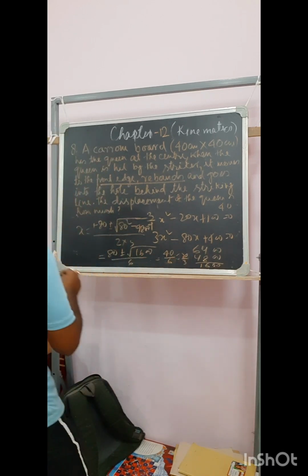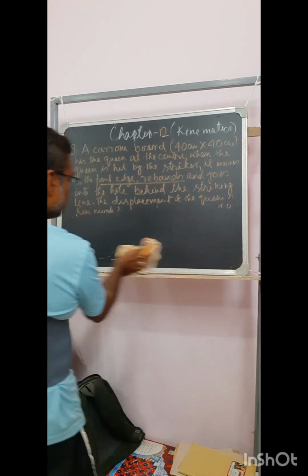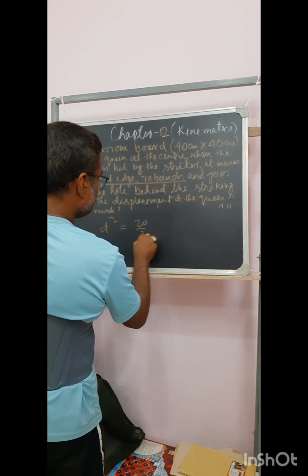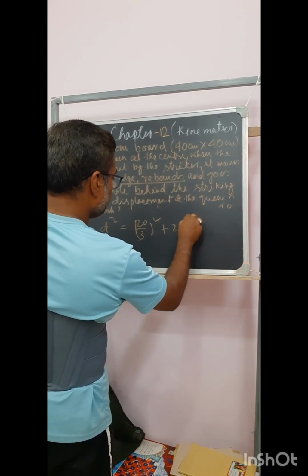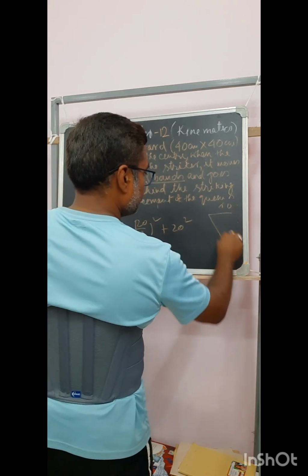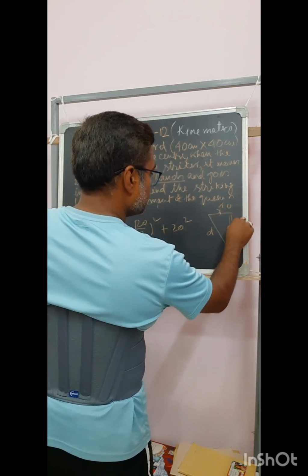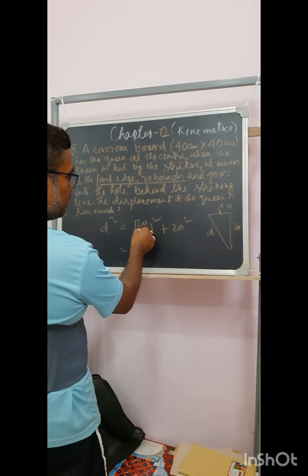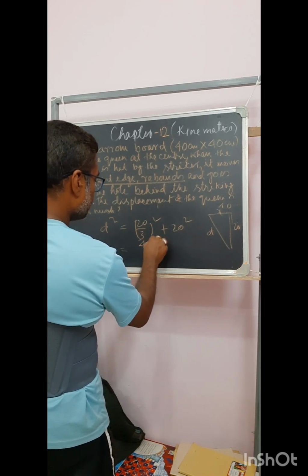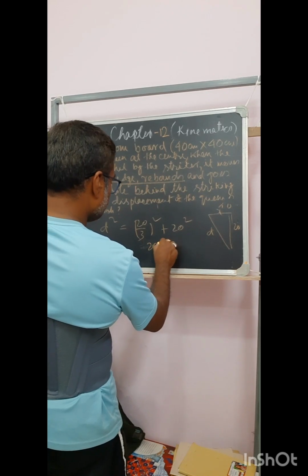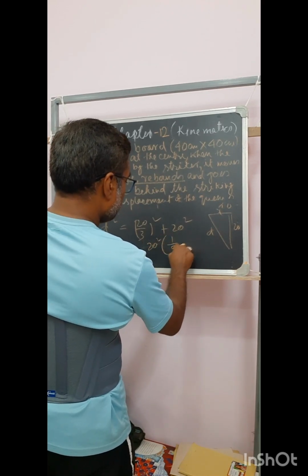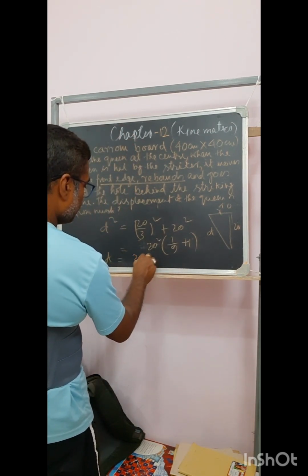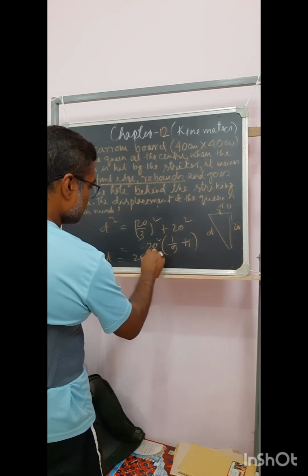Now if x is known, what will be your d? d square is equal to x square, means 20 by 3 whole square plus 20 square, d square from that diagram. This is d, this is x, this is 20. So d square is equal to x square plus 20 square. So x I have got already. So this is 400, means 20 square you can take out. 20 square, it is 1 by 9 plus 1, isn't it? So d is equal to 20 root 10 by 3.